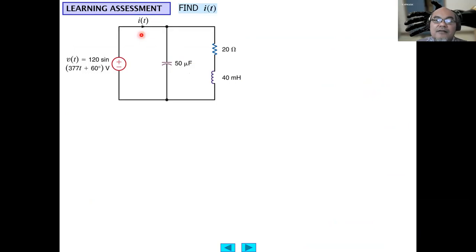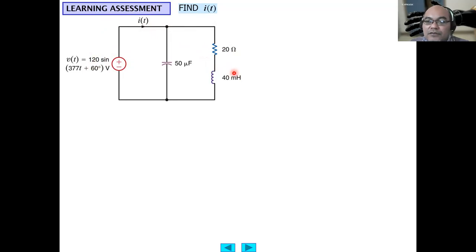The capacitance is in parallel with the resistor and inductor. The inductor is in series with the resistor. If the voltage of the source is v(t) equals 120 sine(377t plus 60 degrees), find the current. So what do you do?